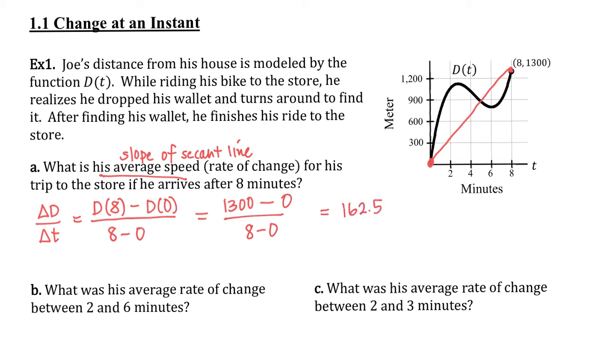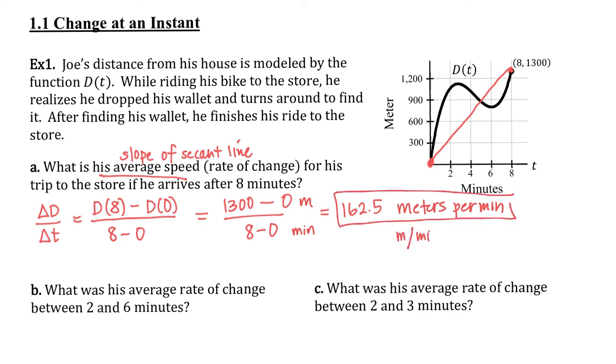Okay, this is rate of change, so the units are important and they help us analyze what we're talking about. So in this case, the numerator was the distance. The distance is given in meters. The denominator is the change in time. Time was given in minutes. So this is meters per minute.